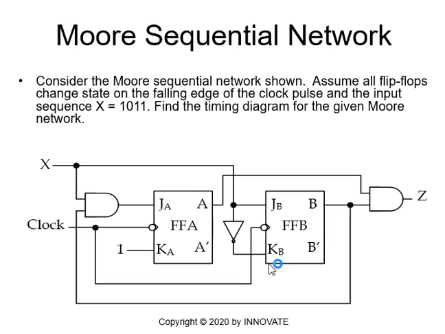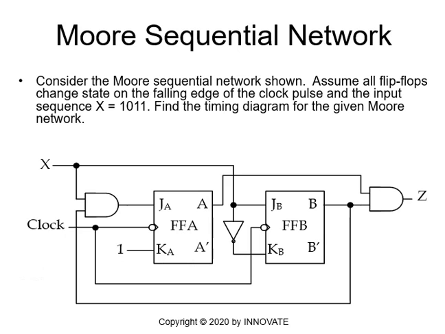A second example on signal tracing: we will consider the more sequential network shown. Now, Z is AB in this network, so it does not depend on X. JB is equal to the value of X and KB is X prime. However, JA is X and B, and KA is given to be 1.